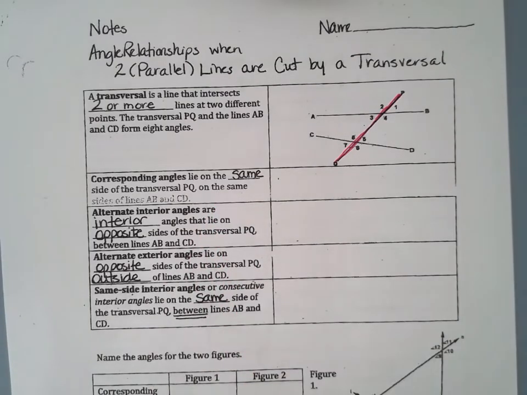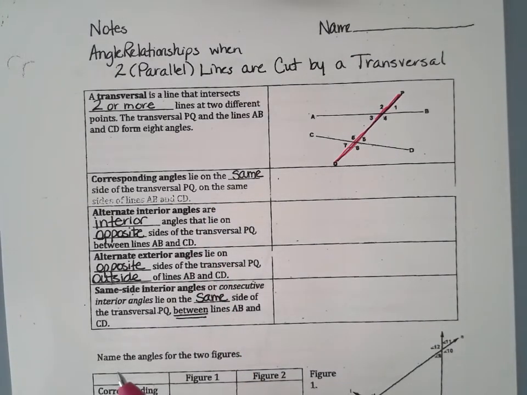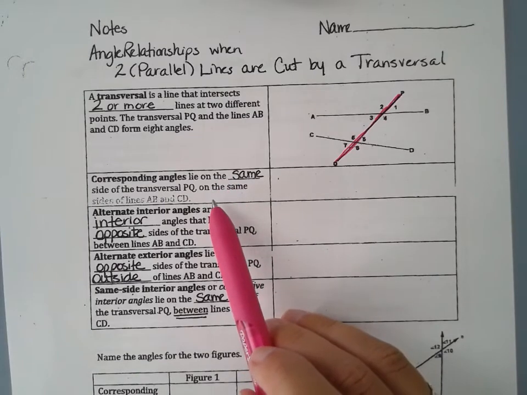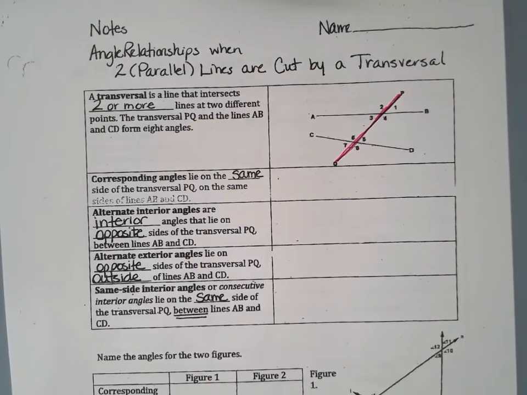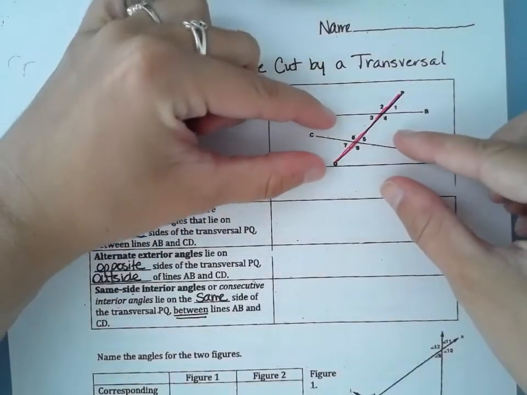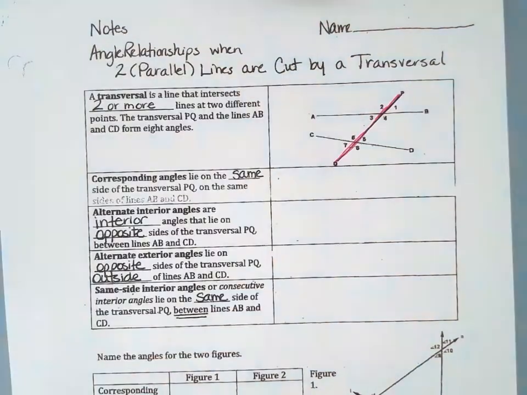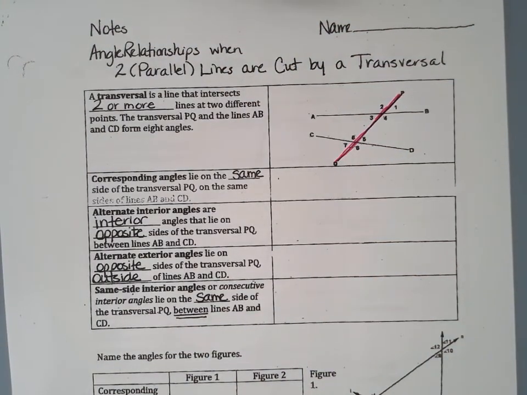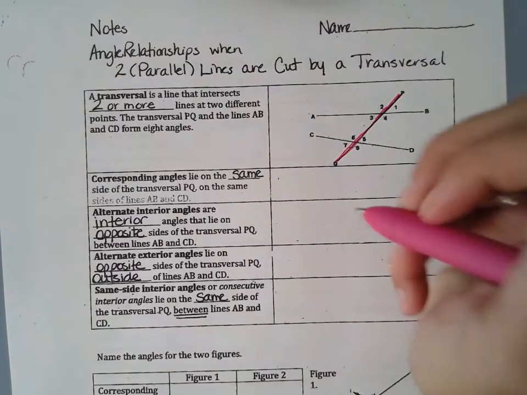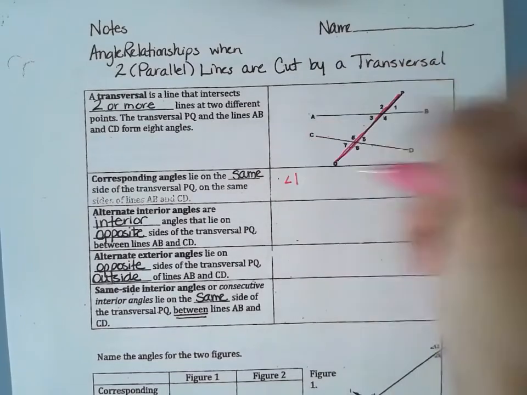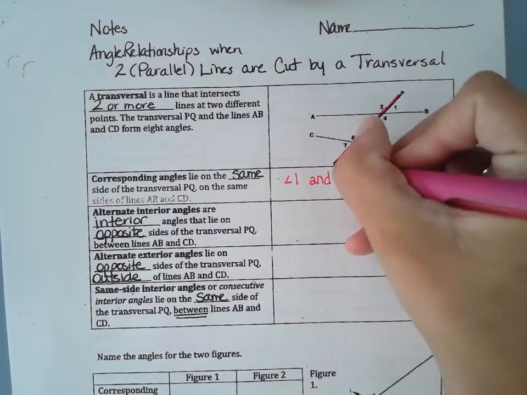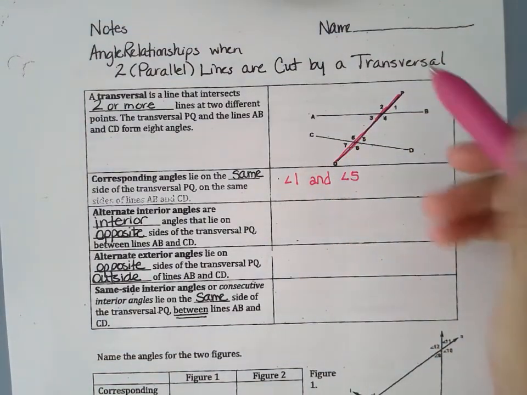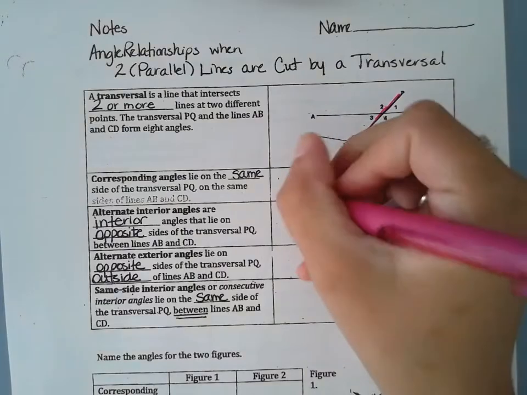Corresponding angles lie on the same side of the transversal, PQ, on the same side of lines AB and CD. Whenever I think of corresponding angles, I think of what if I just took this line and put it right on top of that line? Which angles would match up from the top section to the bottom section? So in this case, the corresponding angles that we have, angle 1 corresponds to angle 5. Angle 2 corresponds to angle 6.